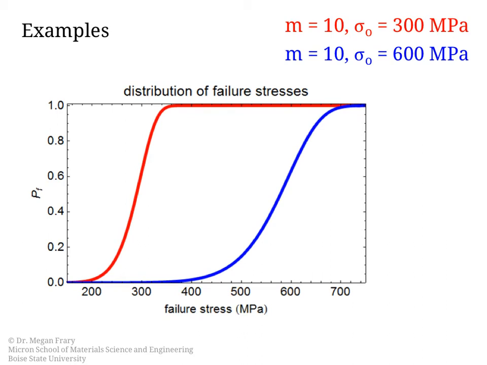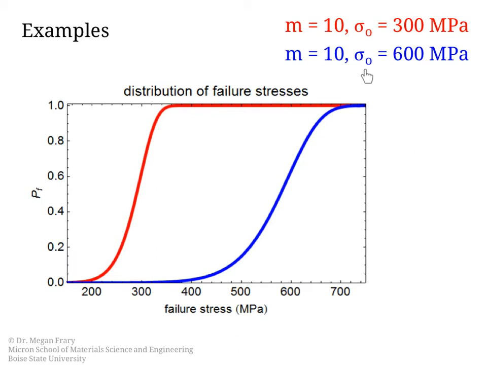So let's just focus on this red line to start with. And so at stresses below about 200, there's no probability of failure. By the time that we get to a stress of maybe around 350 MPa, there's a 100% chance of failure. And this curve is a little bit steeper as compared to this one, but that's more just the fact that this has a lower value of sigma naught. So in keeping the same value of m, a higher value of sigma naught essentially shifts over the average value of failure for this material.